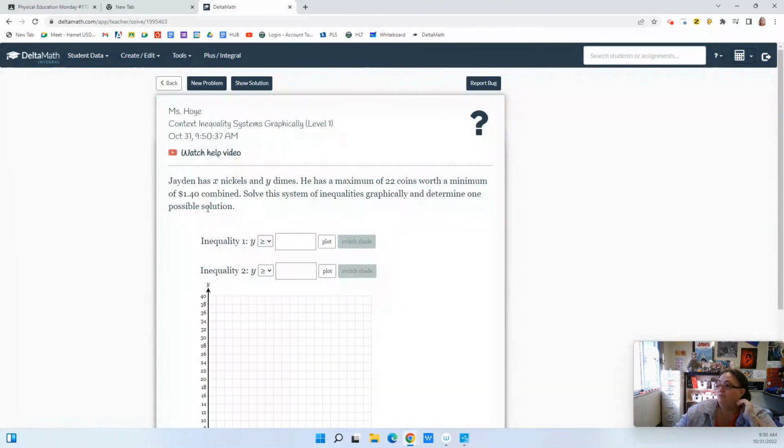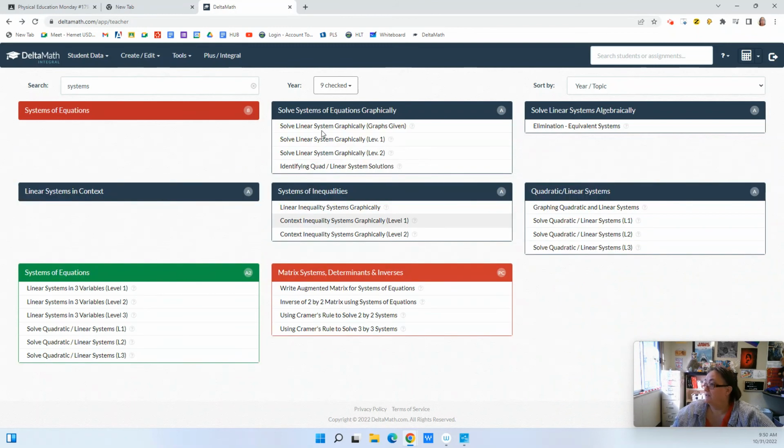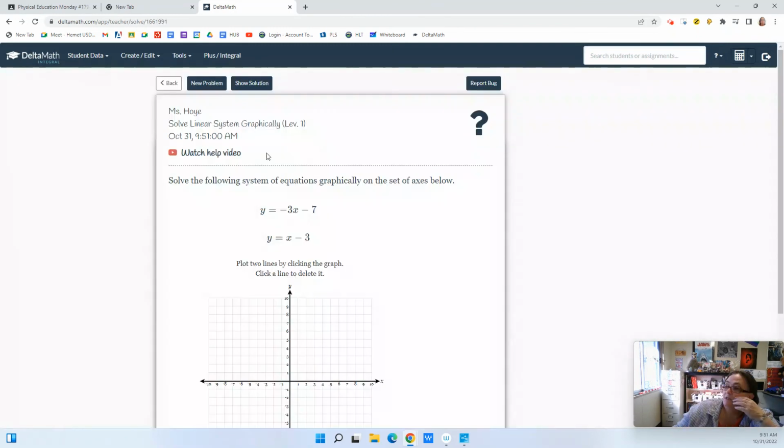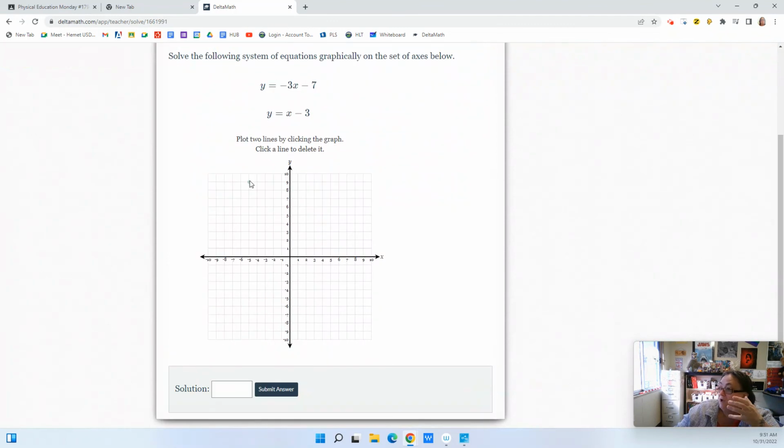we're just going to do a level 1 problem. Oh no, that's an inequality. We don't want that. We want an equation. Where are my systems of equations? There. So when we have a problem, we want to put it in graphically.